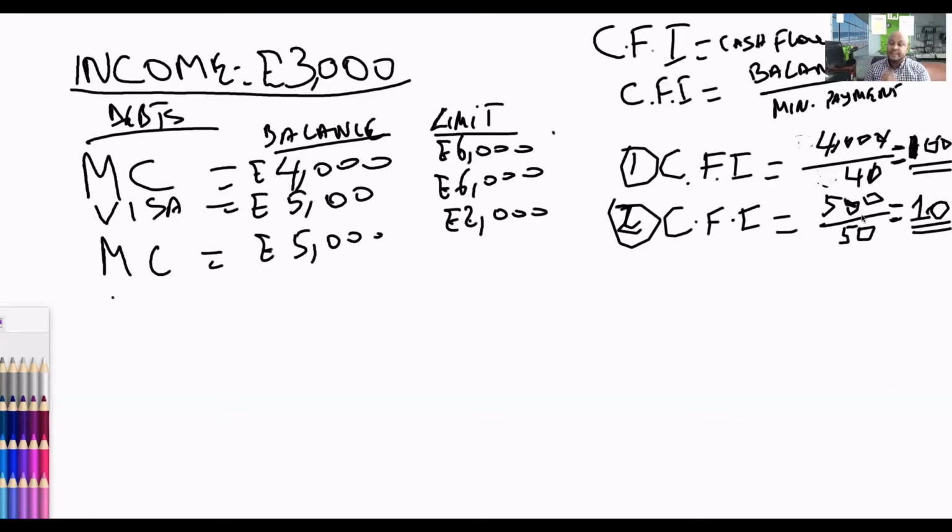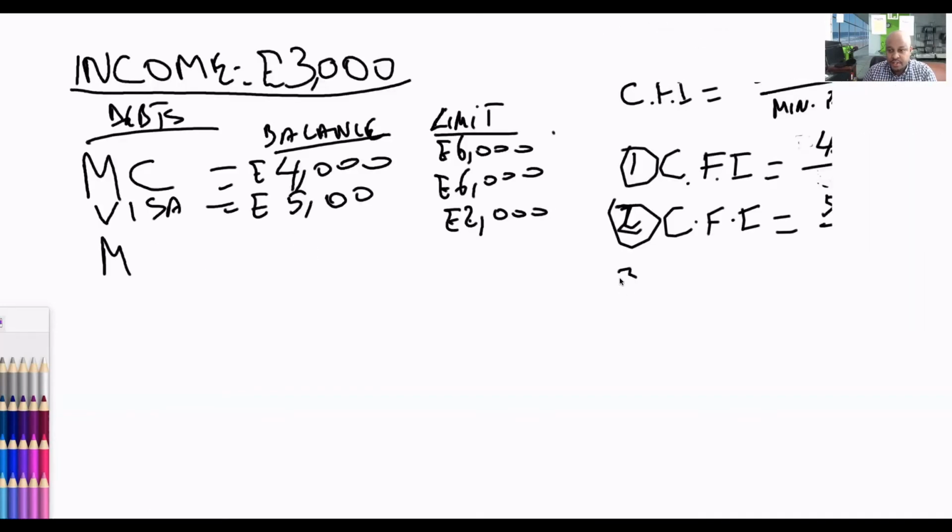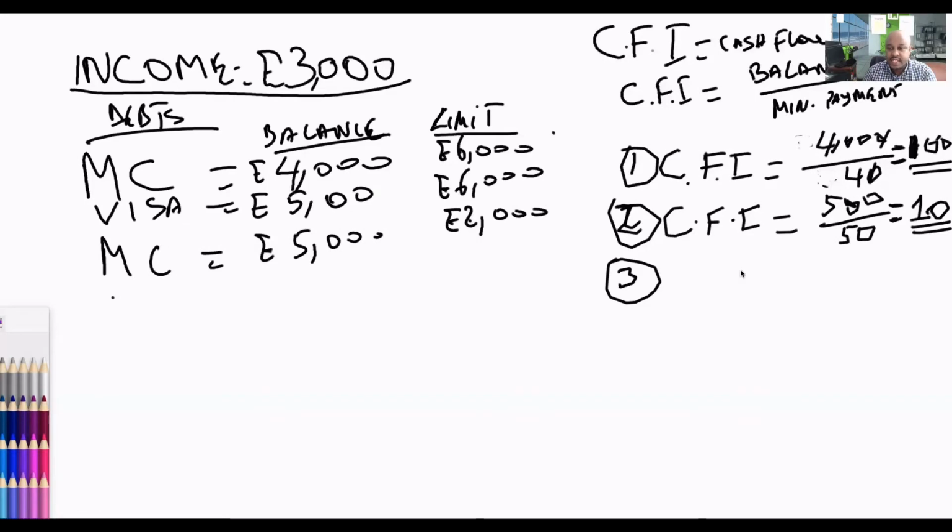All right. So let's have a look at the third scenario. Now this credit card, their CFI number, cash flow index number is 500, but in this scenario, the person is paying a minimum payment of, let's just say £25. Okay, you pay £25. So now the CFI number is 20. All right.